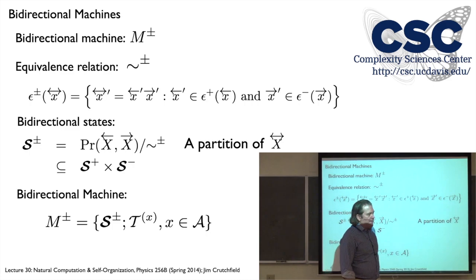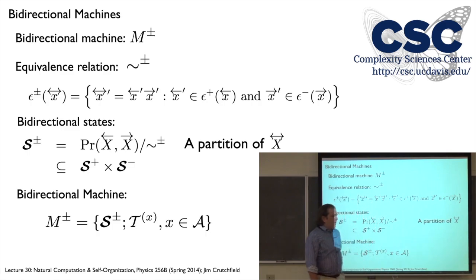So I'm curious, is that a different equivalence relationship for each state that you're in, or is it one equivalence for all states? Right. So what we're going to say is that we develop this partition over the bi-infinite sequences, and then the partition cells will be the, quote, states of the bidirectional machine.